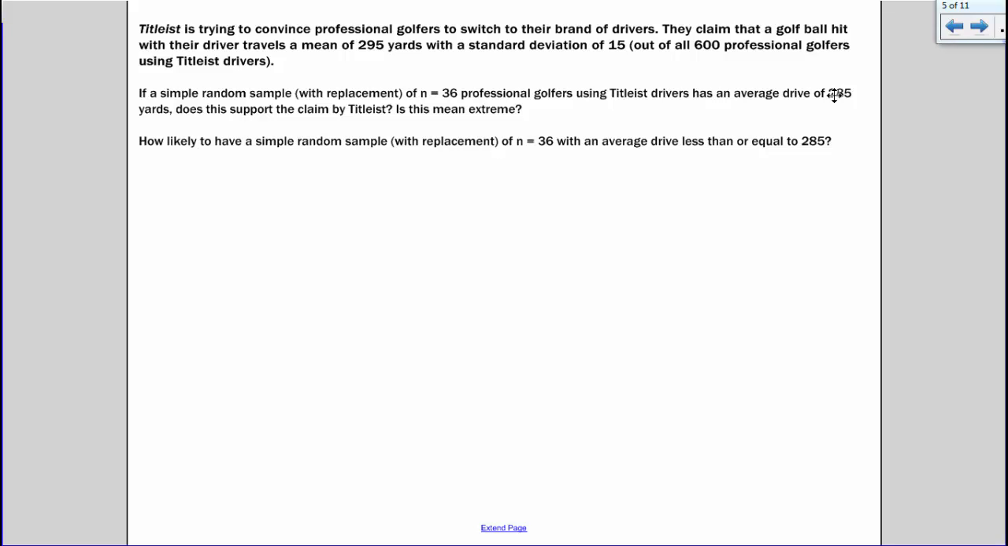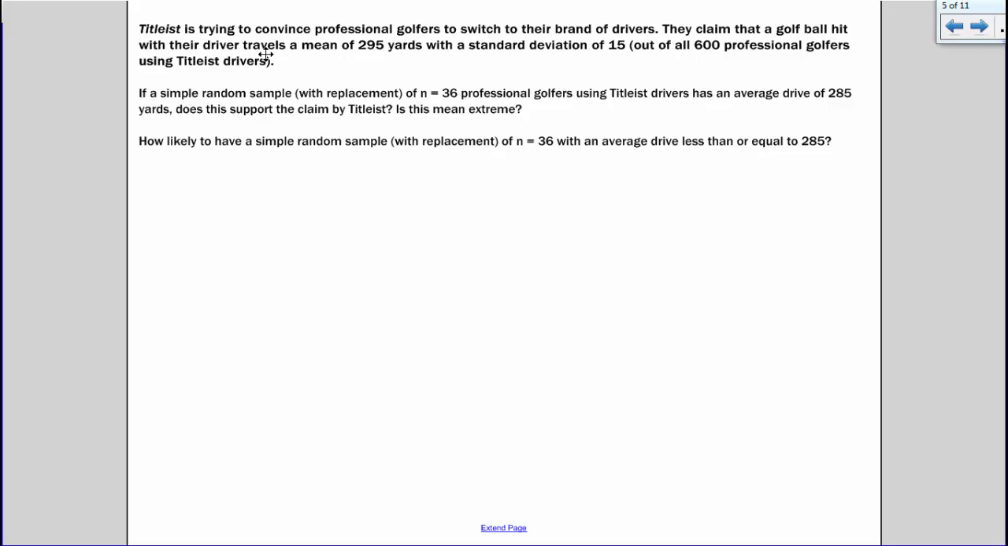So the question would be, really, we want to know, is this an extreme result? Because we're going to compare the actual difference to the difference we would expect to see just due to chance, even if Titleist is being honest. Because remember, we're expecting differences randomly. So the question is, is this difference larger than the difference we would expect randomly? And if it is, then we are going to question this claim made by Titleist.